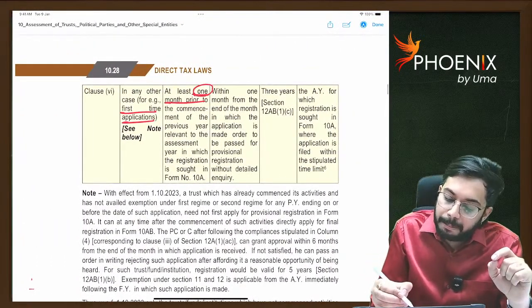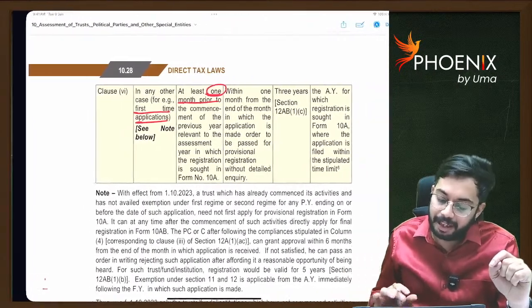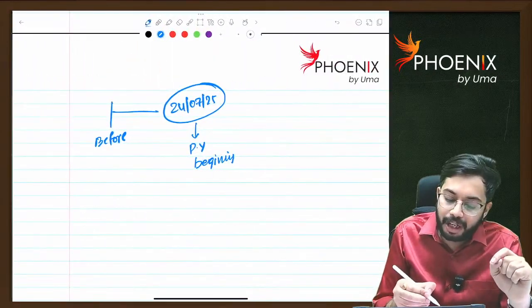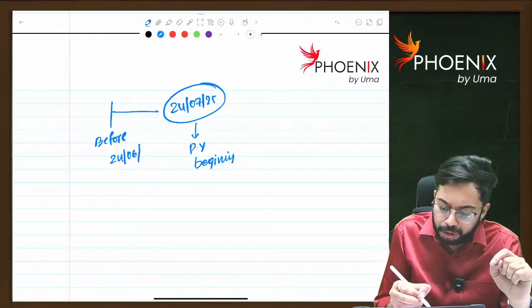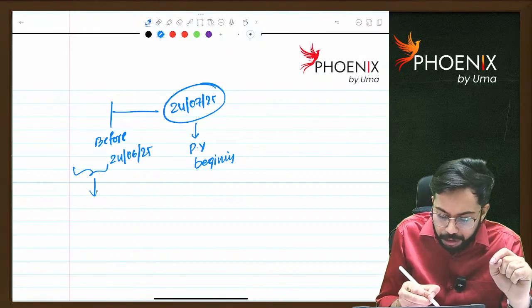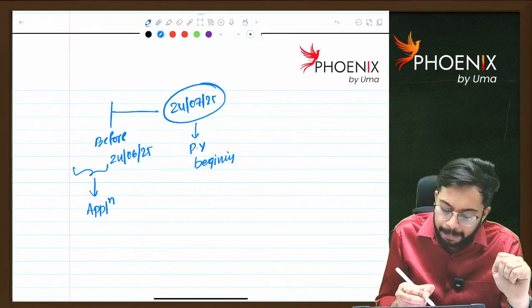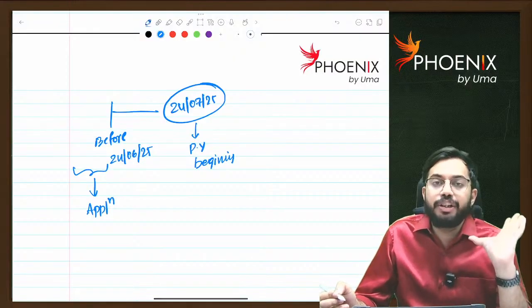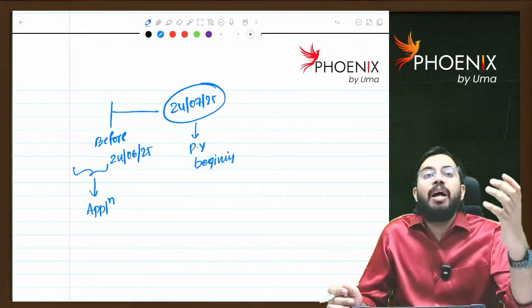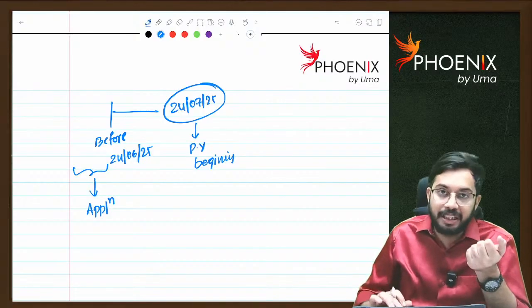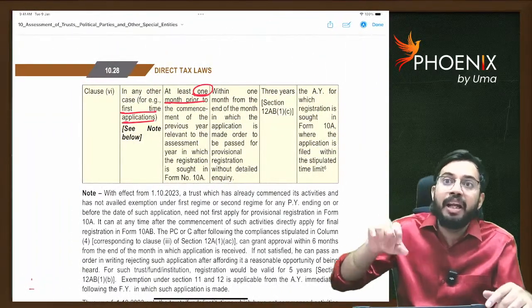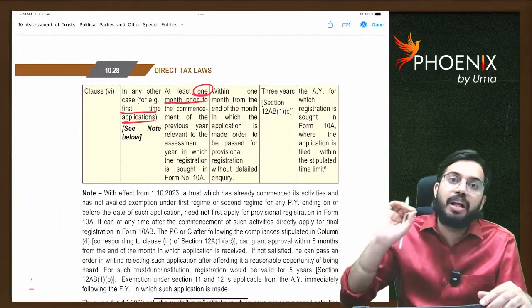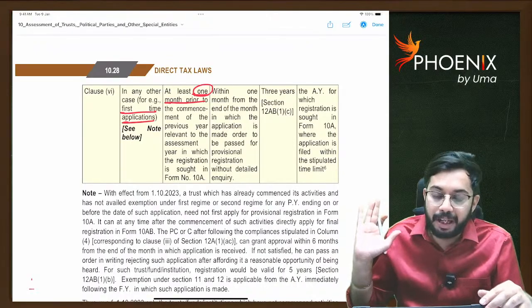At least 1 month prior to the commencement of the previous year. So 24 July, 1 month means 24th June 25. Before 24 June 2025 only, I should make application for provisional registration of the trust. The month in which the application is received, ignore that month. Within the next 1 month, the commissioner will give provisional registration. Are you able to understand?